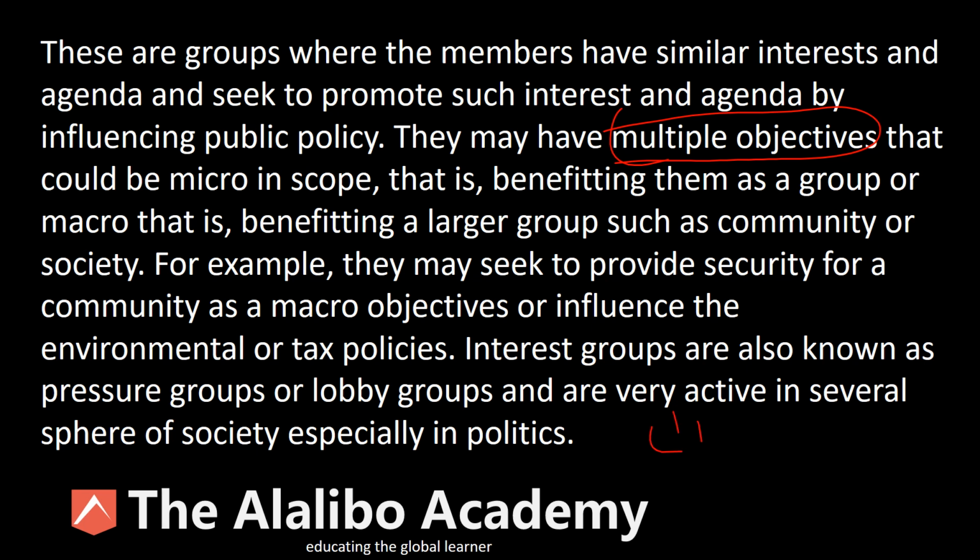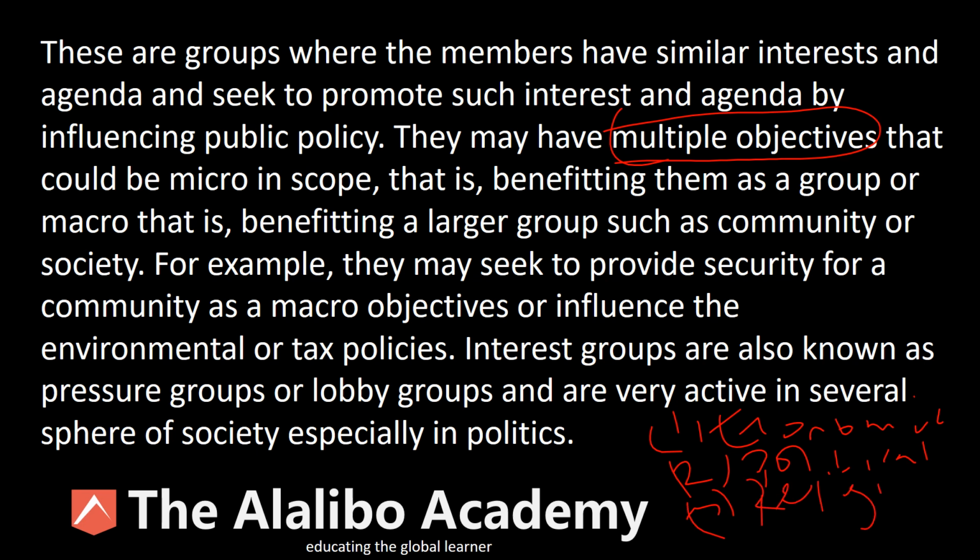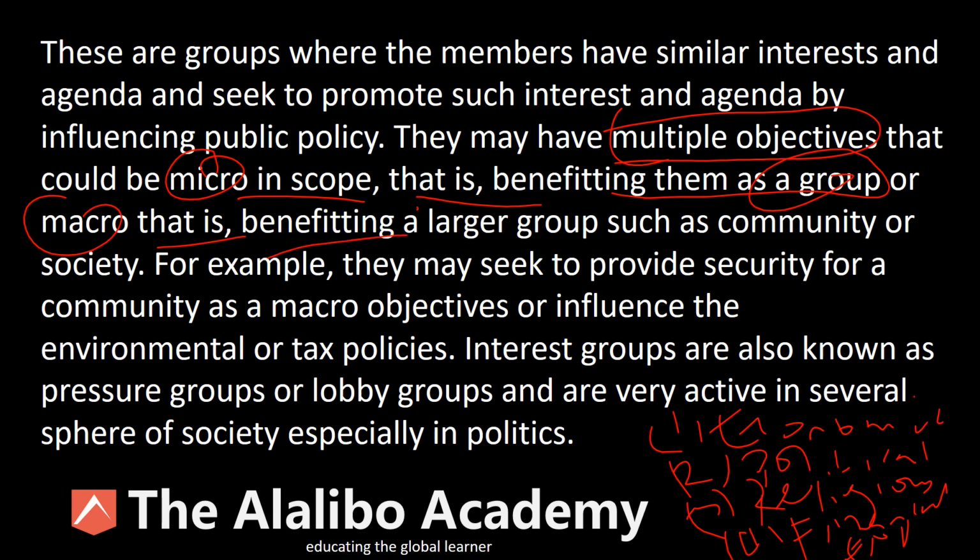As we said before, it could be economic, it could be political, it could be religious objectives, it could be fiscal, environmental, and so forth. They are multi-dimensional, and that's what makes them very effective. So multiple objectives that could be micro, small in scope, that is, benefiting a small group, or macro, large, that is, benefiting a larger group such as a community or society.